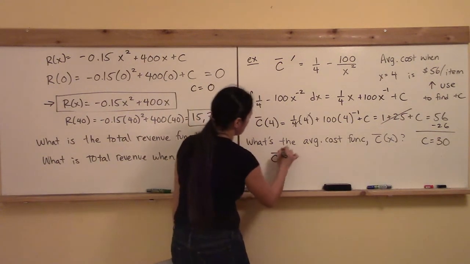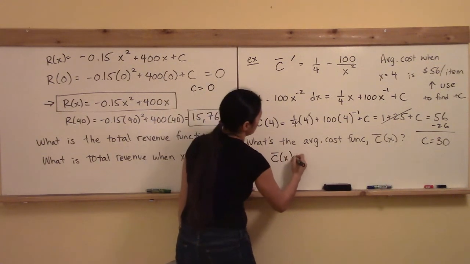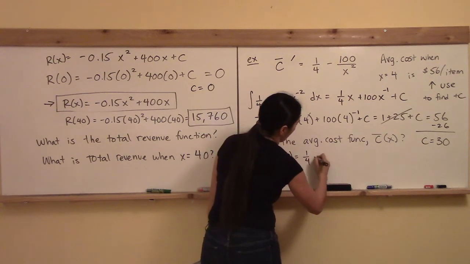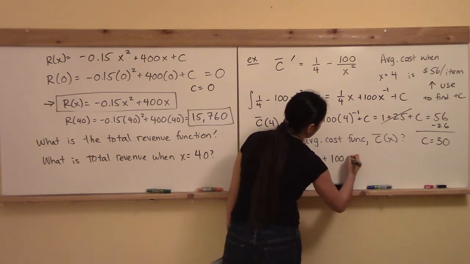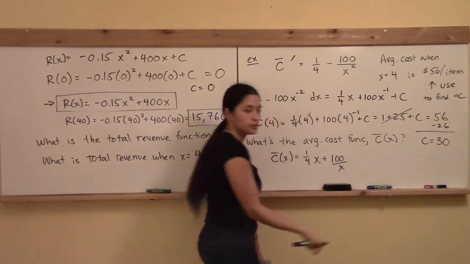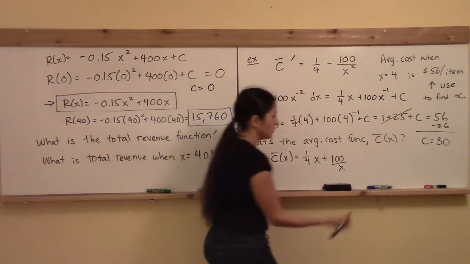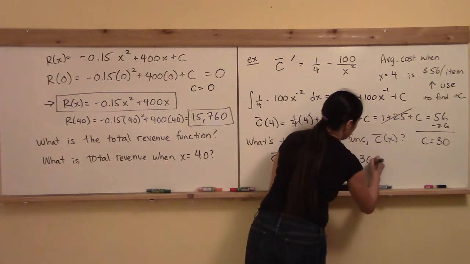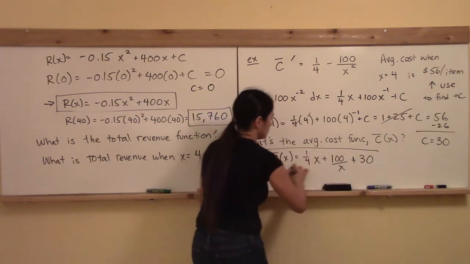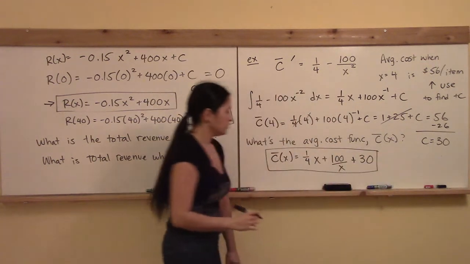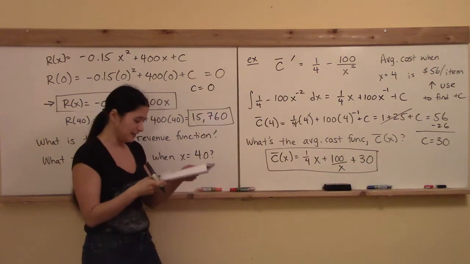The official answer is that my average cost function is 1/4 x plus 100 divided by x, or you can write that as 100x to the minus 1, and then plus the constant that I solved out for, which is plus 30. All right, that's great, that's great.